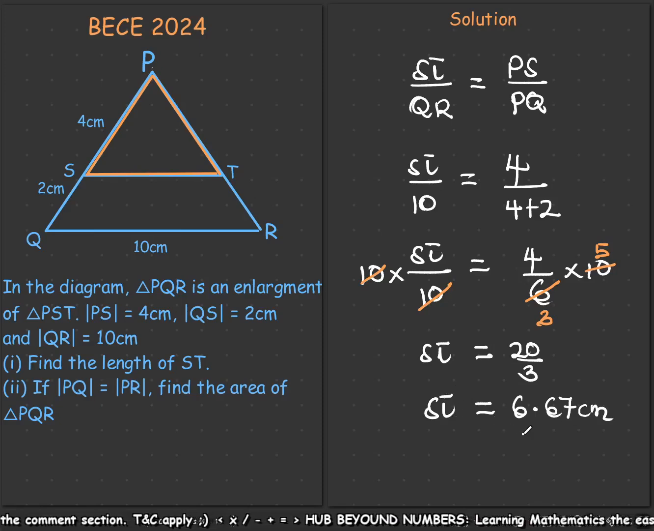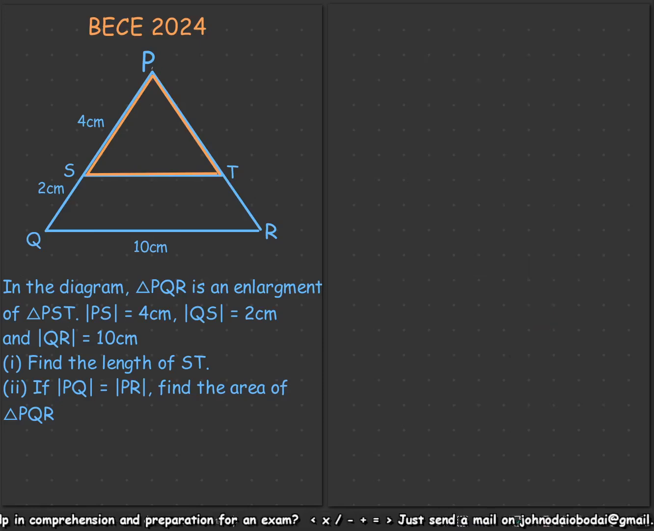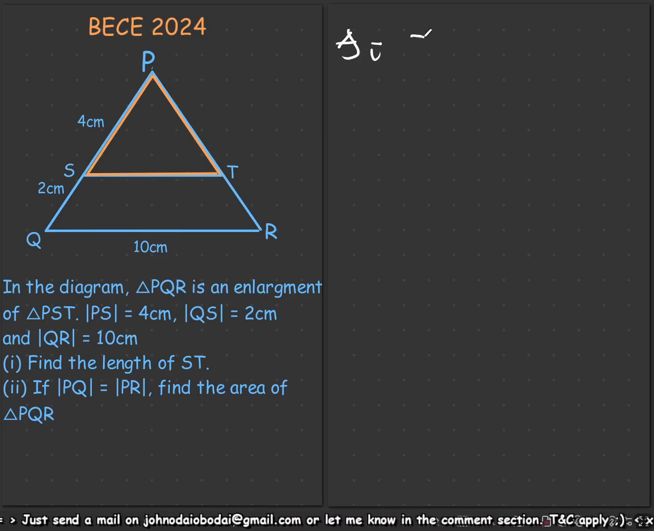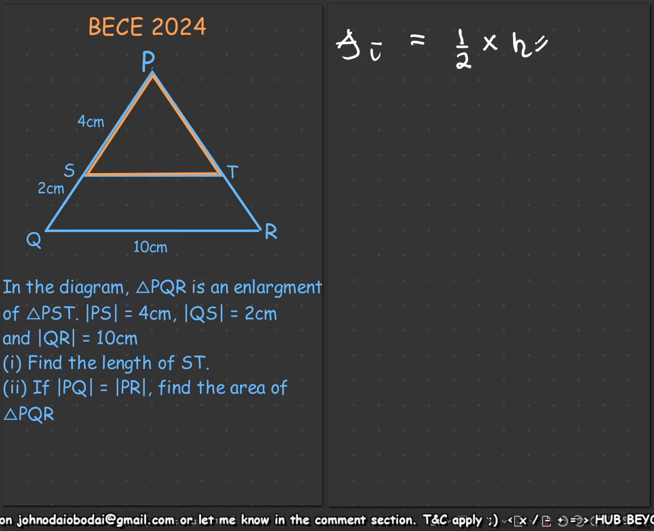As simple as that. Now, if we want the area of PQR as the question is demanding of us, we know the area of a triangle. So area of a triangle is equal to 1 over 2 times your height, times your base.